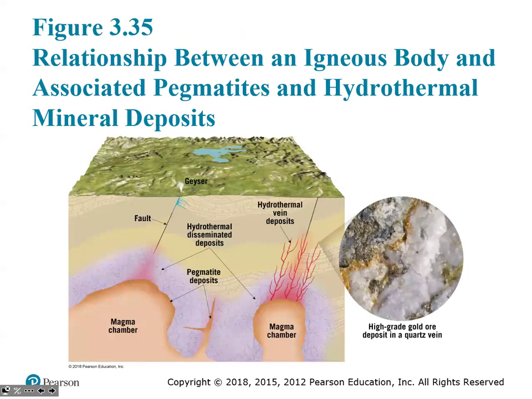So here, if you have an igneous body and associated pegmatites and hydrothermal mineral deposits, you have the magma chamber, then around the edges you get pegmatite deposits, and then hydrothermal disseminated deposits and hydrothermal vein deposits, where water flows through cracks and deposits. So this is a high-grade gold ore deposit in a quartz vein. You have quartz with gold running through it.